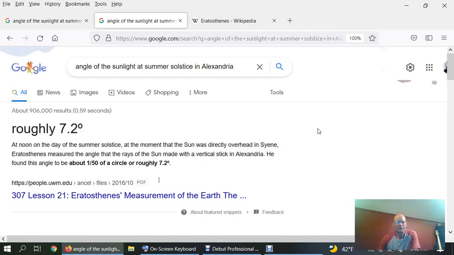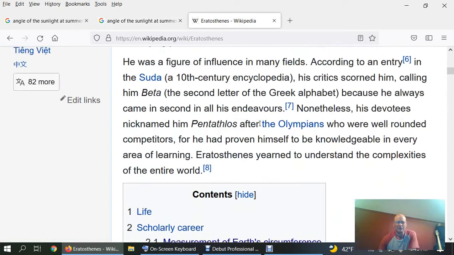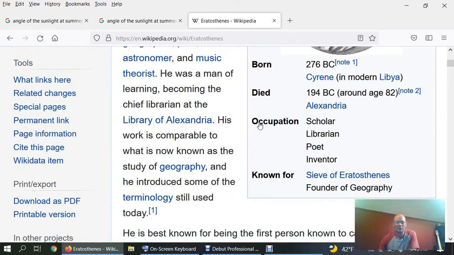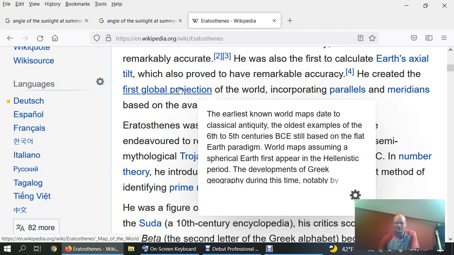So anyway, that's my question. What the hell did Eratosthenes measure? He didn't measure anything. The whole story's made up. He was also the first one to make a map that was shaped like the globe. First global projection. He was the first one to assume a spherical map. There we go.